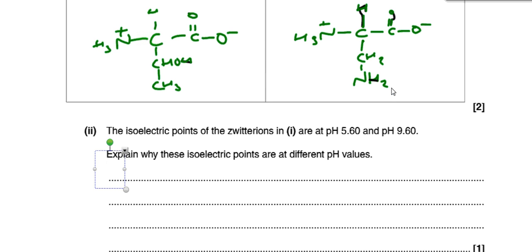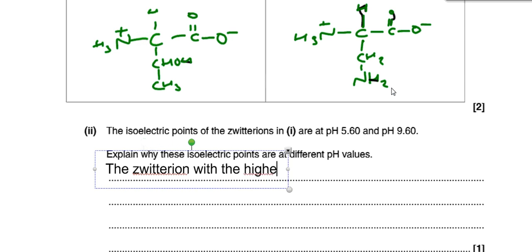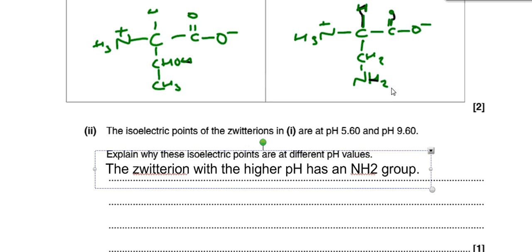We don't have to write quite that much though in the answer. All they're looking for you to say is that the zwitterion with the higher pH has an NH2 group, and that's all they really want. The zwitterion with the higher pH, the pH of 9.6, has an NH2 group.